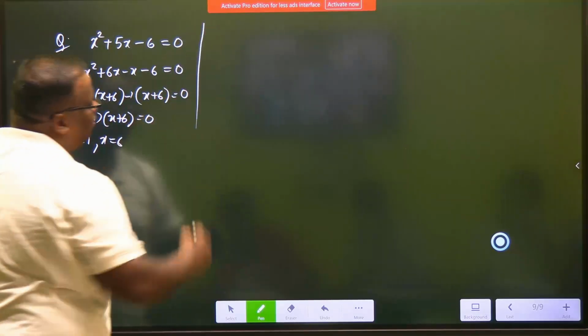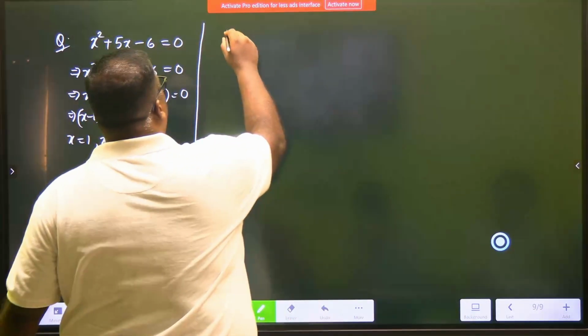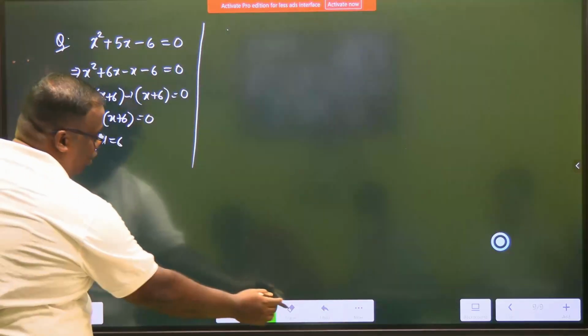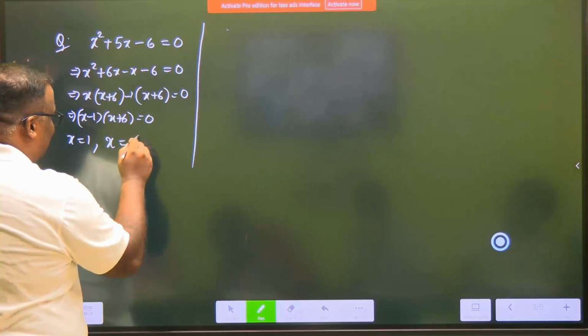Do you know how to solve this? You know. Let's get to the new system, which is called x equal to minus 6. Very good. Always try to find what sir is doing wrong, and I appreciate it.